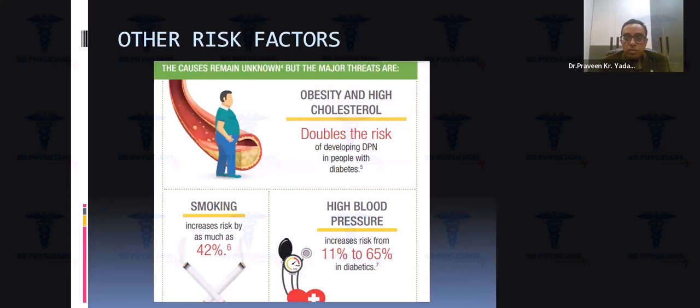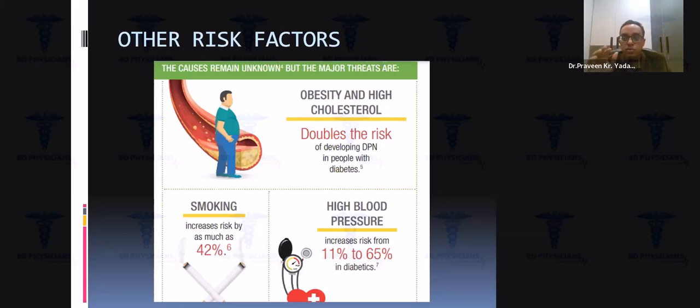If you look at this picture, the obesity and the high cholesterol double the risk of the neuropathy in a diabetic patient. Secondly, high blood pressure increases the risk of neuropathy from 11% to 65% in diabetes, and also smoking 42%. So it means that the metabolic profile, the lipids, the cholesterol, the weight of the patient, the blood pressure, everything is important, and you have to control the entire metabolic profile of the patient to have a better outcome in a neuropathic patient. And also tell them to avoid alcohol.